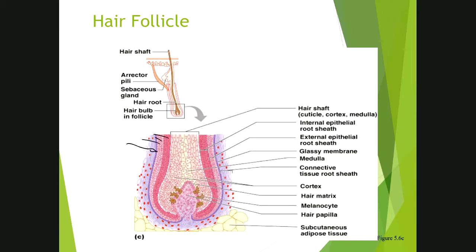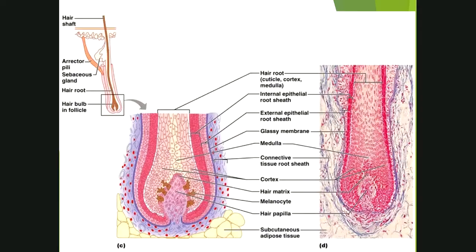And then also, remember, here's the bulb, and there's our papilla, and then here are those melanocytes we were talking about that's going to give color to the hair. Now here's a diagram, but here's an actual picture. And so look, the diagram looks very much like the picture. So you see that? It looks like that, and that looks like that, and so on.